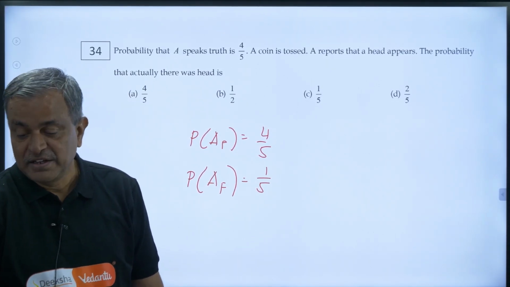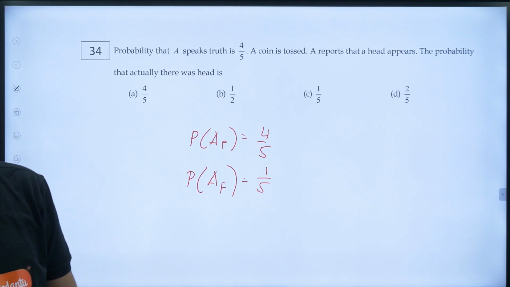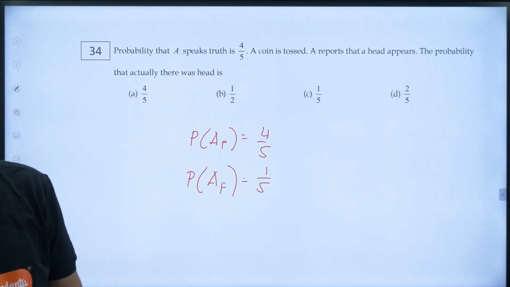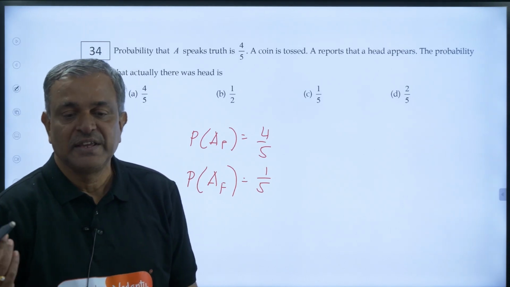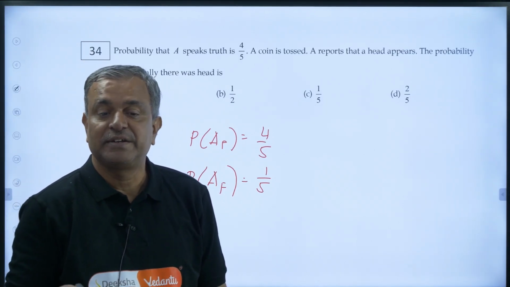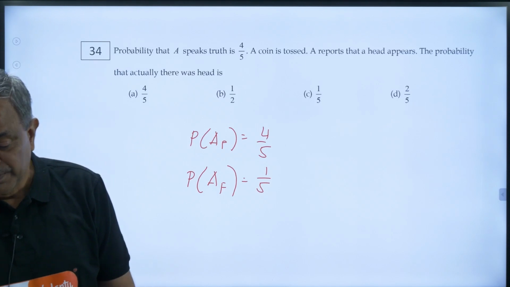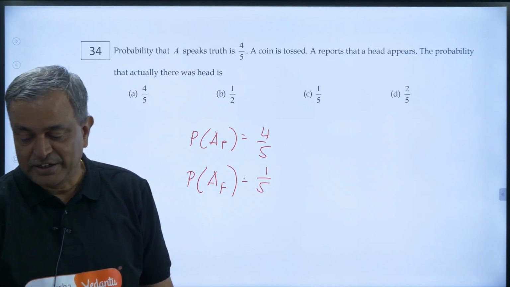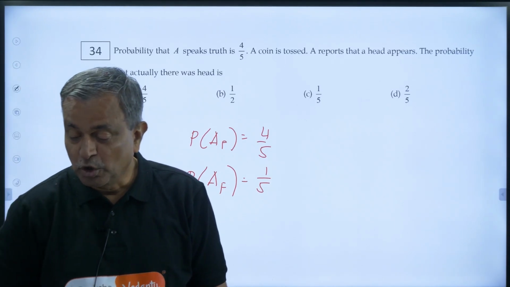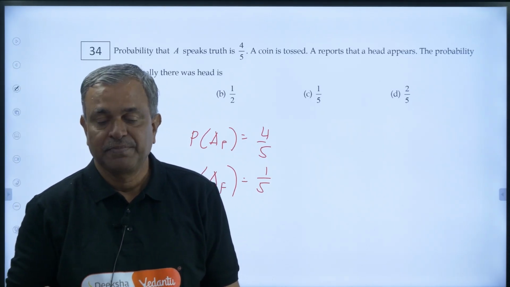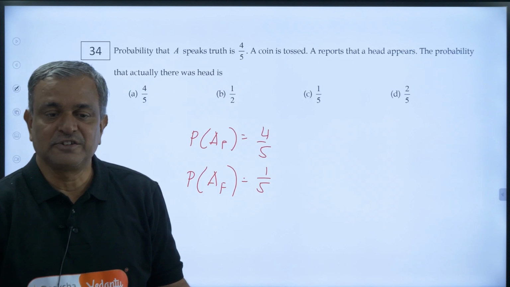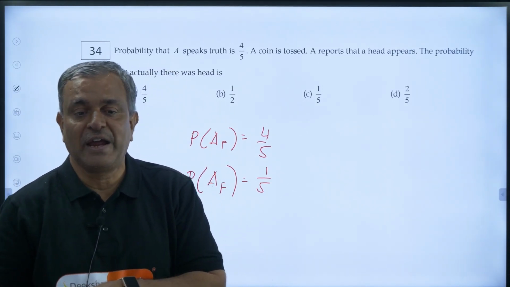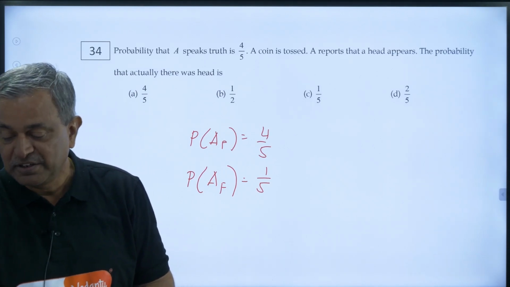Let E be the event that the coin shows a head, and F the event that the coin shows a tail. Two possibilities are there: when the coin is tossed, either it will be a head or a tail. The probability of a head or a tail is 1 by 2. Event A reports a head: either a tail came, which is one possibility, or head came and he reports head. Only 2 possibilities will come.